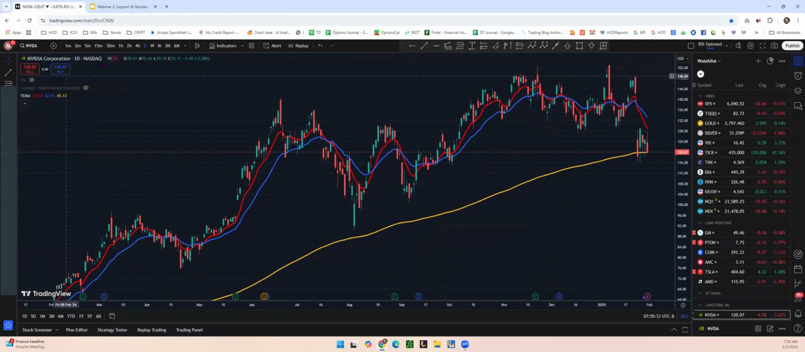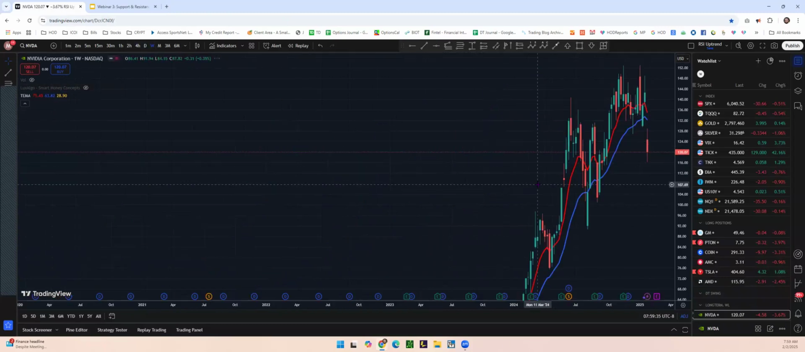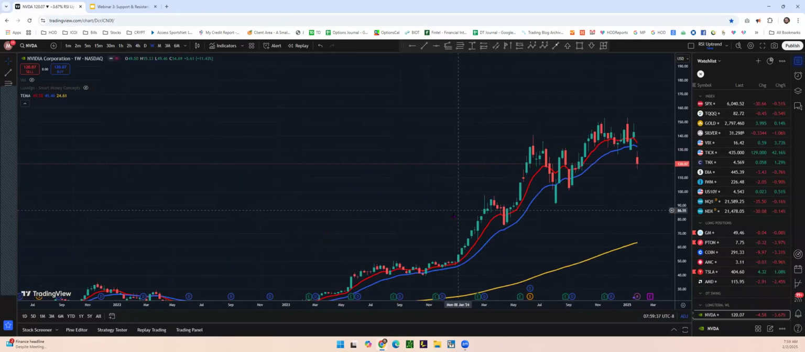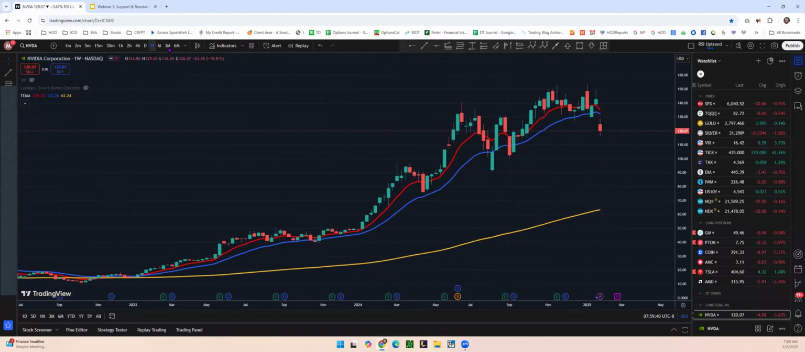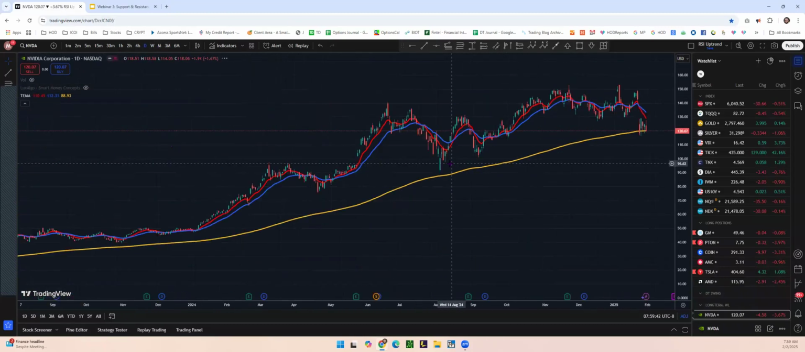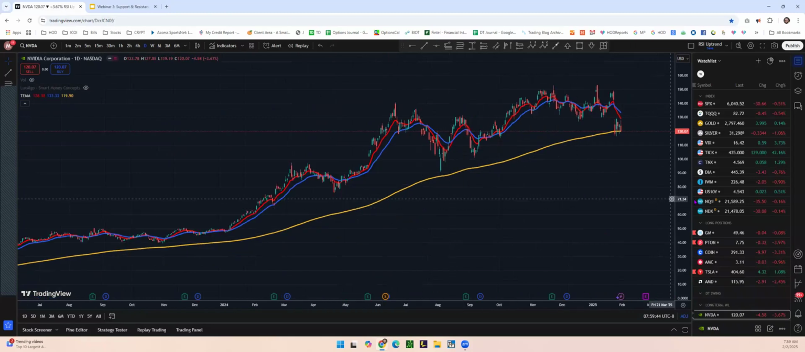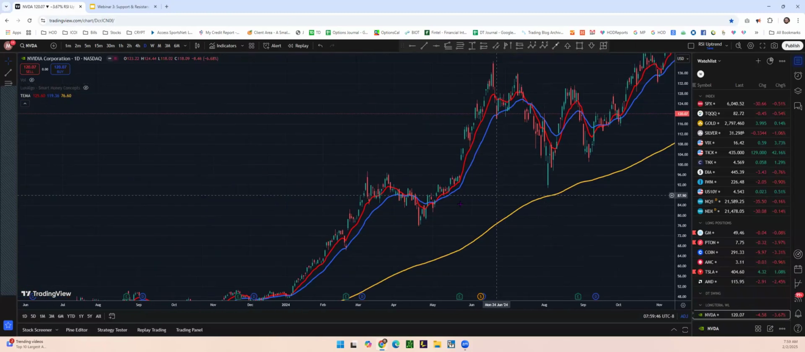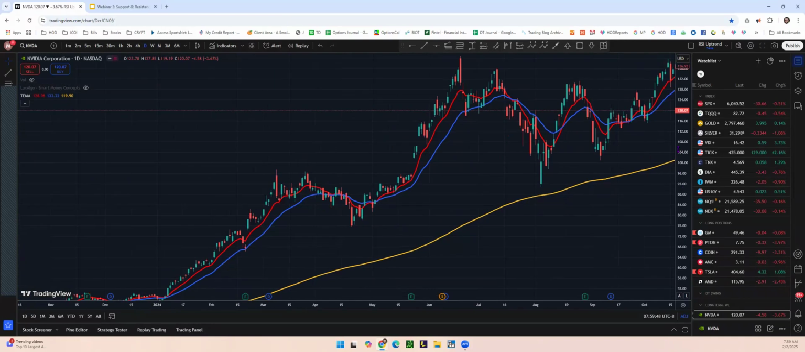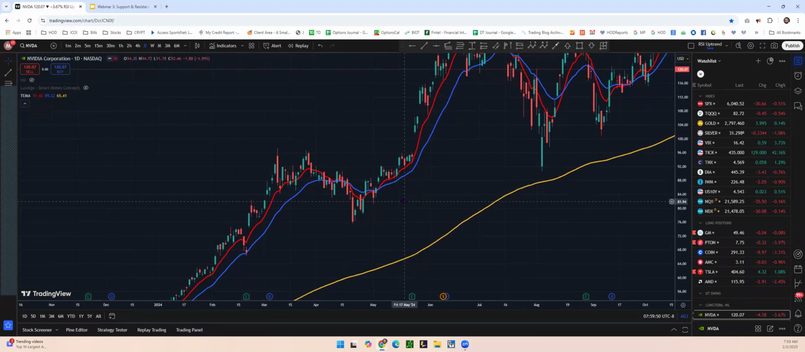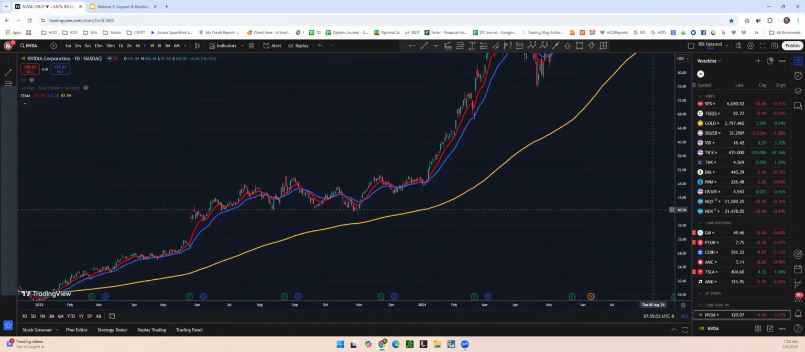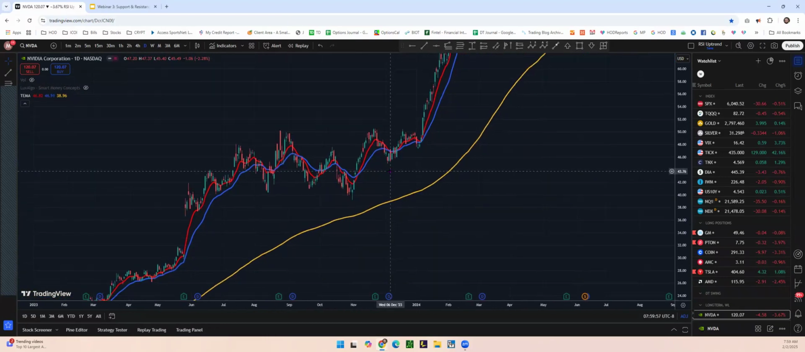So let's go for some real life examples, inshallah. All right, let's see. Go to the weekly chart. Actually, let's go daily chart. Daily chart's a little bit easier. All right. See, this is a really good example right here.